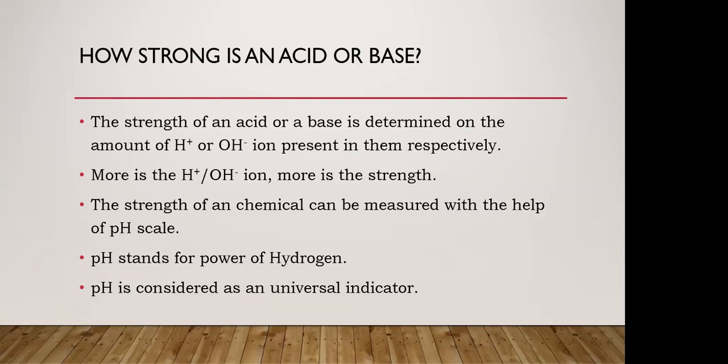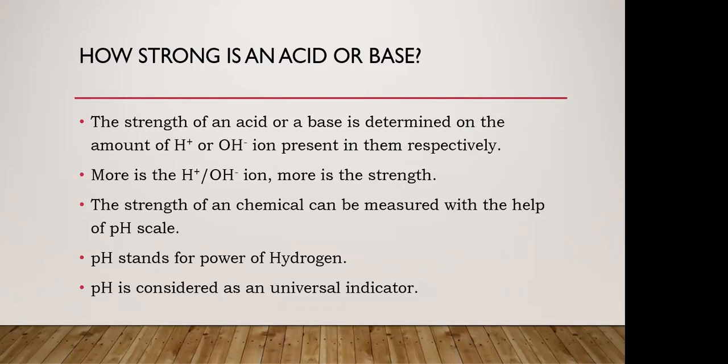Now in litmus paper or litmus solution, can anybody say what are the two different colors that we see? Ma'am, red and blue. But in pH paper, there is a wide range of colors that we see, which helps us identify the exact strength of an acid.